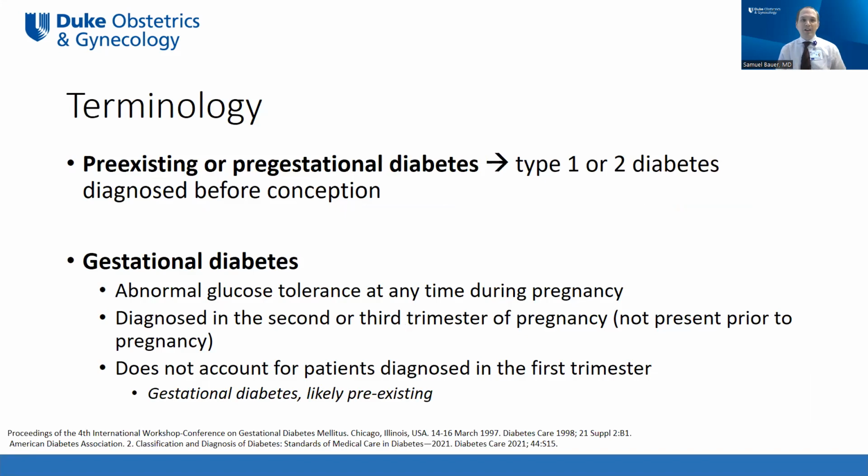Just some terminology, to keep it clean in your minds. Patients either have pre-existing or pre-gestational diabetes, or they have gestational diabetes. Life is never that easy though, and sometimes there can be some gray areas. But essentially, pre-existing diabetes is type 1 or type 2 diabetes diagnosed before conception, or they have developed gestational diabetes. This is from abnormal glucose tolerance screening, really anytime in the pregnancy, typically between 24 and 28 weeks. But if a patient has had early screening, she essentially has gestational diabetes, but it may likely be pre-existing diabetes.